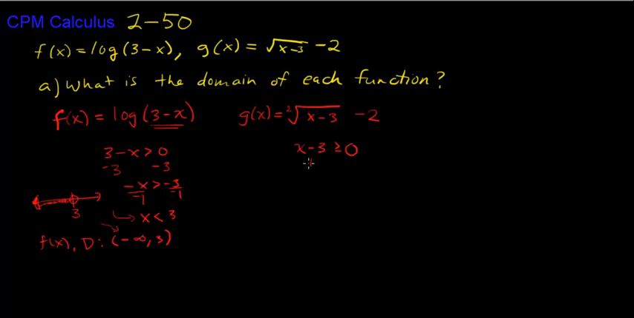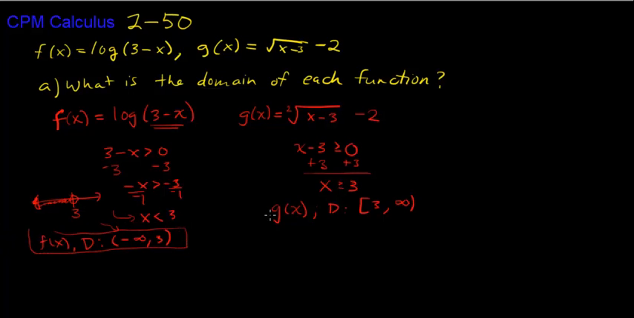So let's just solve for x. So x has to be greater than or equal to 3. That's the only constraint on g of x's domain. So this again is how you can write it in inequality notation. In interval notation, we just write the domain of g of x, we include 3, and we go to positive infinity. Okay, so that's the domain, and we found the domain algebraically.